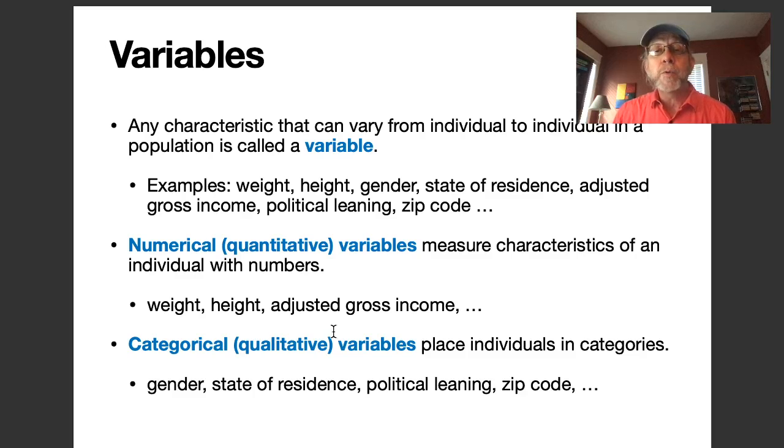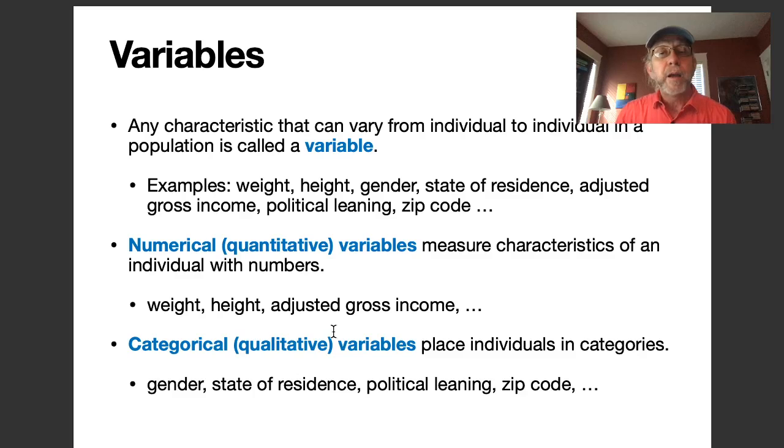Some variables are numerical in nature, and we call those numerical variables, or sometimes quantitative variables. So, of the ones I've got listed there, weight, height, adjusted gross income, those would be numerical because they measure something. They typically come with units. I mean, it makes sense to think about an average weight or an average height. So those are numerical variables.